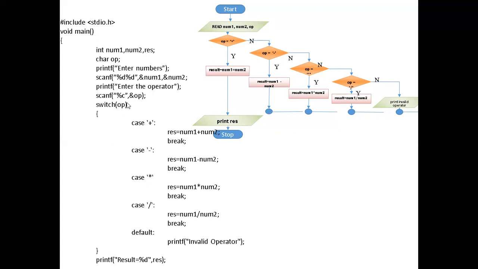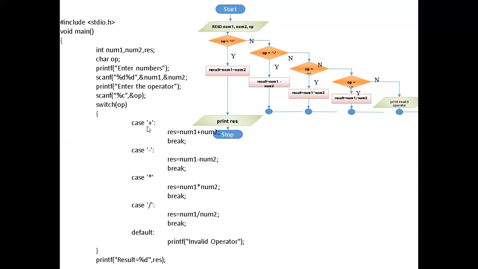So here, the value received by the operator is compared with the case label. The case labels here are plus, minus, star, and slash. First it checks with plus. If it is a match, then the statement associated with this case will execute. And since there is a break, after executing this one, it will break out from the switch.